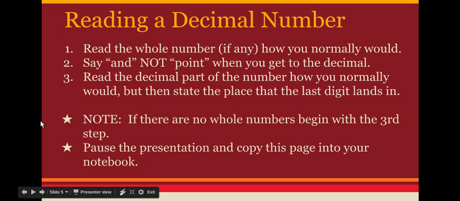The next part is one of the learning targets of lesson 2-1, and that's how to correctly read a decimal number. The first thing is to read the whole number, if any, how you normally would. Step 2 is say and, not point, when you get to the decimal. And then number 3, read the decimal part of the number how you normally would, but then state the place that the last digit lands in. Special note, if there are no whole numbers, begin with the third step. While some people do say 0 and then the decimal portion, it's really not necessary to do that.